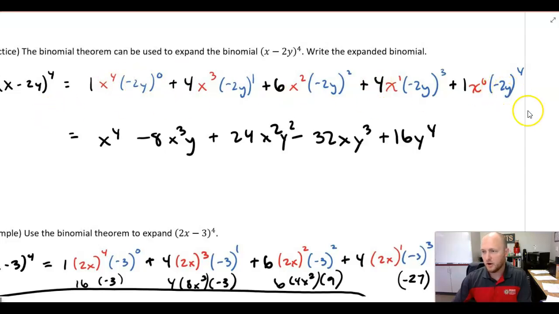Now when you multiply all of this out, here's your final answer: x to the fourth minus 8x cubed y plus 24x squared y squared minus 32xy cubed plus 16y to the fourth. Maybe you've noticed by now, when you have subtraction in your binomials, when you expand, you're going to have alternating terms. Positive, negative, positive, negative, positive, so on and so forth.